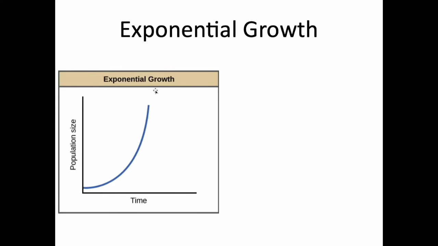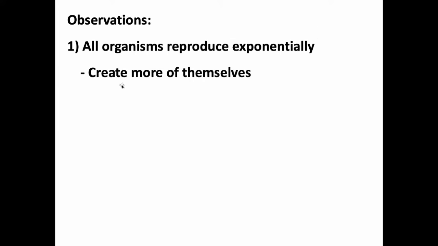All organisms reproduce exponentially. If you're not a math person, don't worry about it. Exponentially means the graph looks like this. In other words, all organisms are reproducing in such a way that over time, the population size is going to go up. They are making more of themselves. So all organisms reproduce in such a way that they create more of themselves.